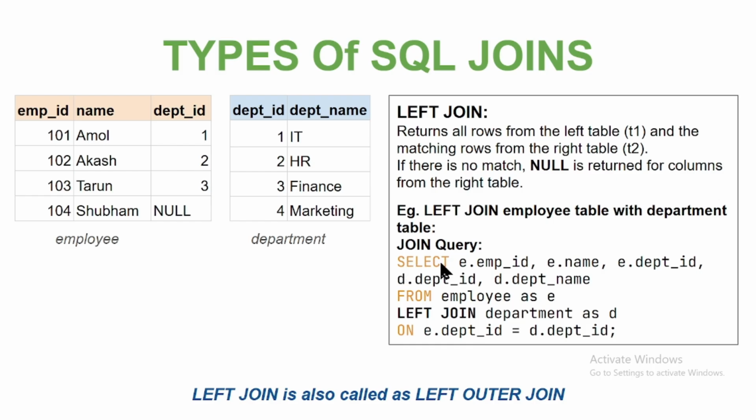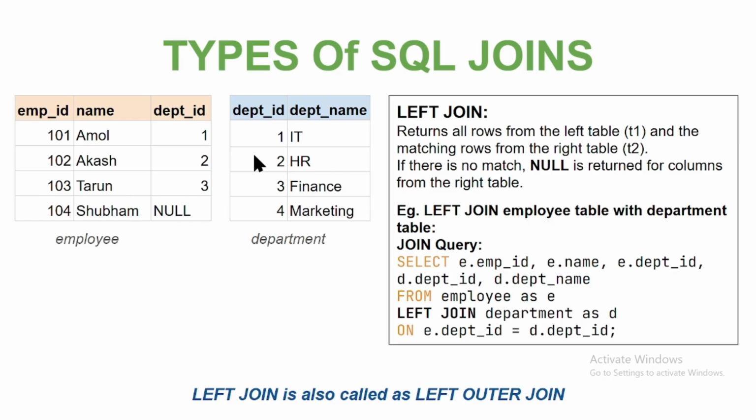And this is the query. Select column names from both of the tables, then from table 1, the employee table, as E. Then we write the left join keyword, and then department as D. And on the basis of which common column are we joining? Department ID: E dot department ID is equal to D dot department ID. One more thing, guys, left join is also called a left outer join. But the outer keyword is not mandatory, so we can simply write left join also.